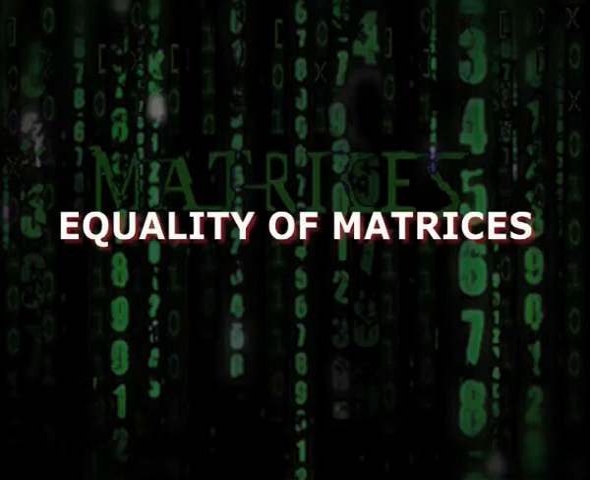Now that brings us to discuss the next topic, that is rules of operation on matrices. So there are four rules of operation on matrices. Let's discuss them one by one. The first one here is equality of matrices. Two or more matrices are said to be equal if they are of the same order, first of all, and the corresponding elements are equal.